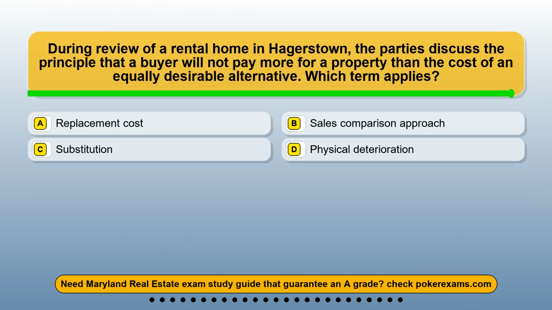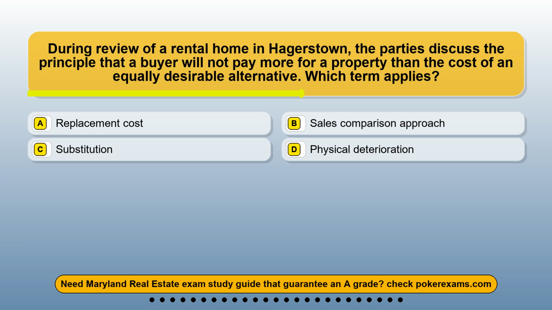Question 24. During review of a rental home in Hagerstown, the parties discuss the principle that a buyer will not pay more for a property than the cost of an equally desirable alternative. Which term applies? Option A, replacement cost. Option B, sales comparison approach. Option C, substitution. Option D, physical deterioration.